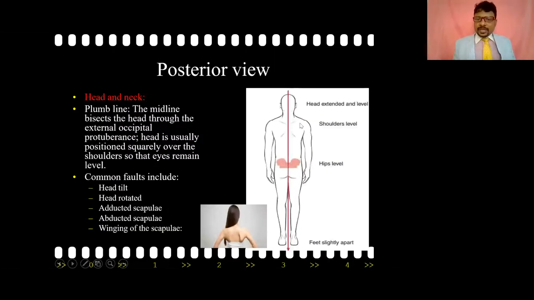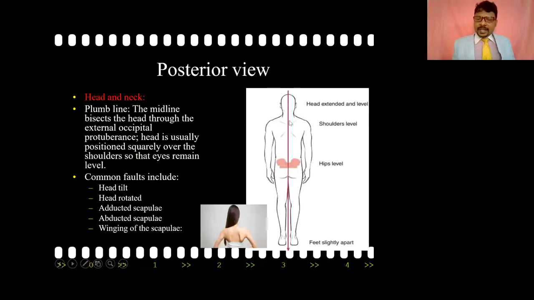And also posteriorly, what do we have to check? Posteriorly, the midline bisects the external occipital protuberance, that is the back of the head. It should go through the head equally, in the usual position. It also stays in the center of the vertebral column, bisecting the sacrum, and going down between the two feet. If there is any abnormality, it is going to be altered.